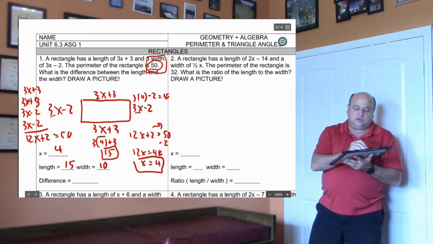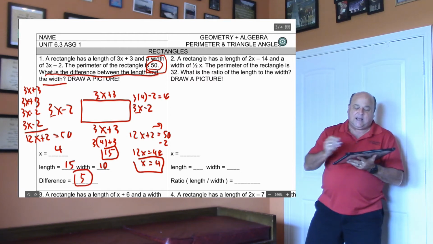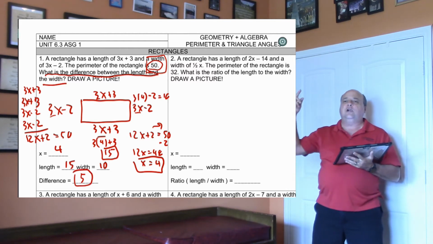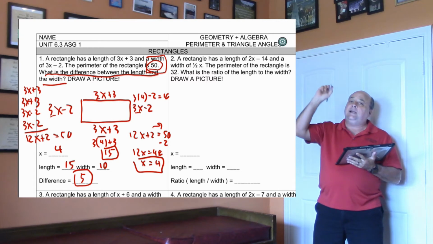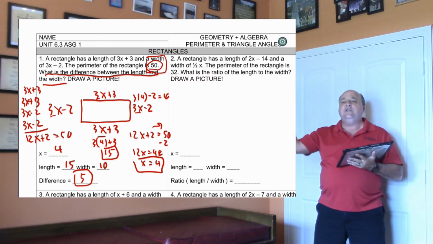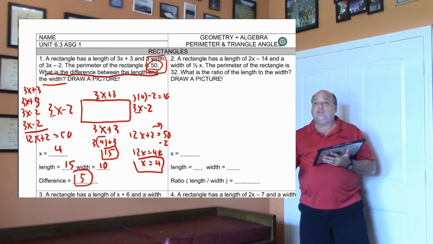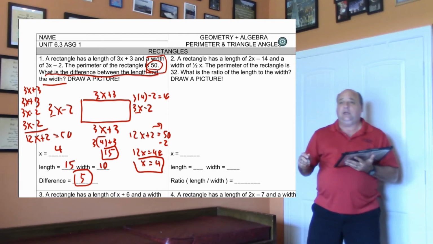So what is the difference between the length and the width? The difference would be 15 minus 10, which is 5. On these problems, you're going to solve for x, plug in the x to get the length and the width, and then answer the question that is asked, okay?